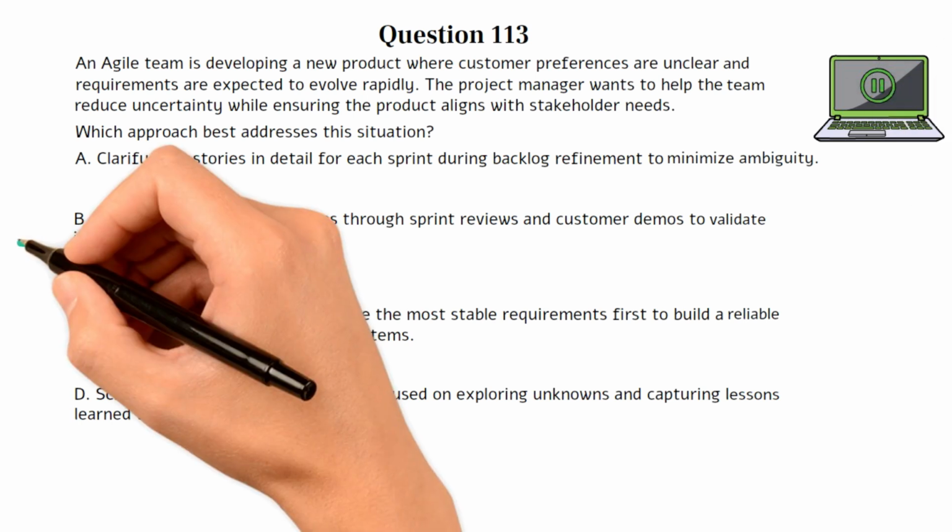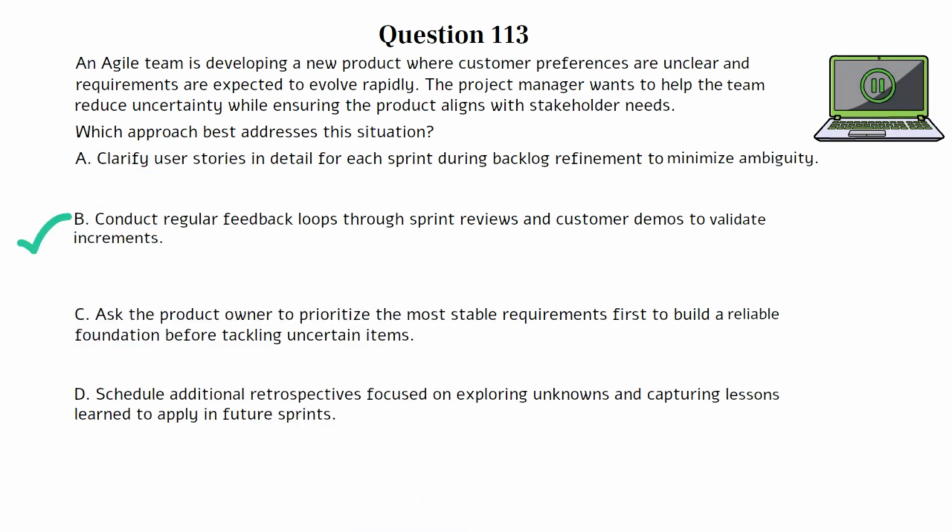The correct answer is B. This question tests your understanding of how Agile addresses uncertainty through frequent feedback loops. Agile teams don't try to eliminate all unknowns up front. Instead, they reduce uncertainty by delivering working increments early and validating them directly with stakeholders.